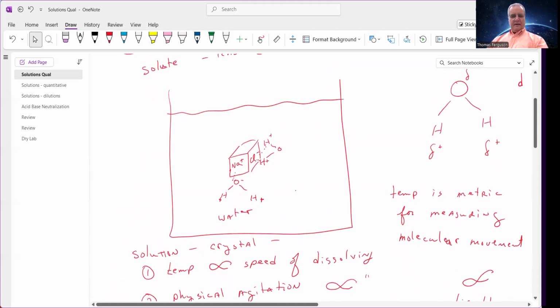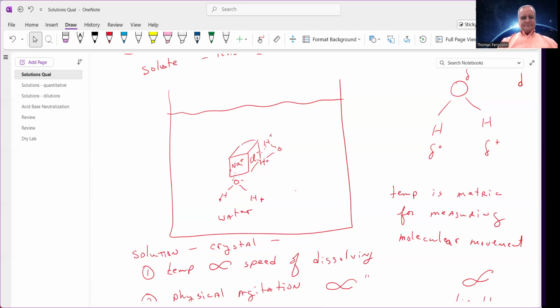When we drop a crystal of sodium chloride, common table salt, into water, what happens? It dissolves. What does that mean? Visually, what happens? It disappears. You cannot tell the salt from the water. That means it's a solution.